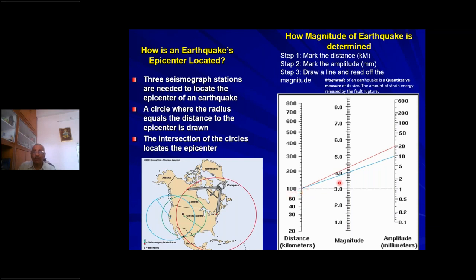You can join this distance point on this scale to the amplitude pointer straight away, okay? But that line will intersect the magnitude scale somewhere. For example, here in this case, the blue line has intersected at 100 kilometers distance. There is an amplitude of 10 mm that indicates around 4. But for the same 100 kilometers distance, if there is an amplitude of 20, definitely the magnitude of the earthquake is higher. So that is going to give us some idea of the magnitude of the earthquakes.